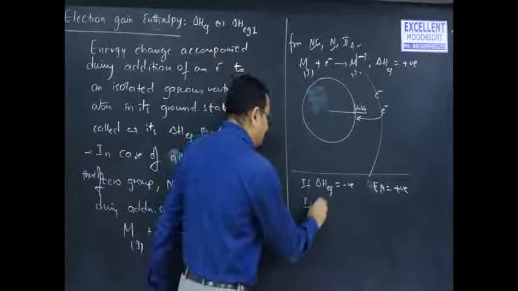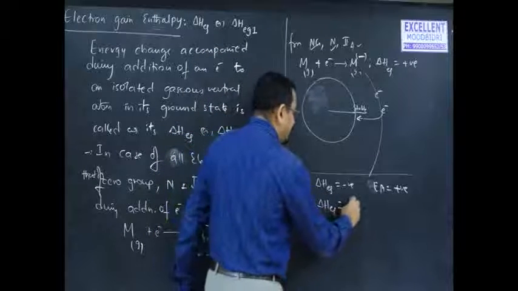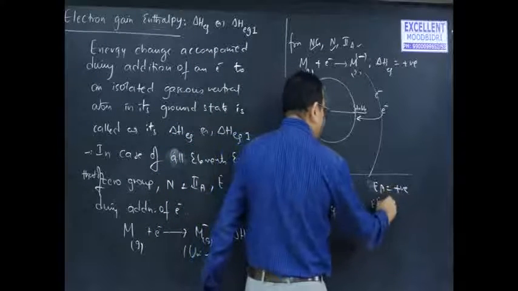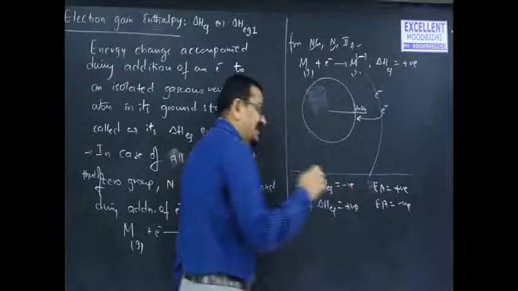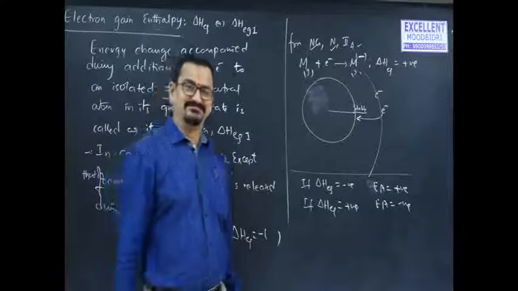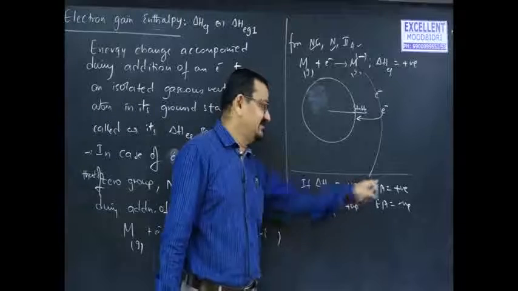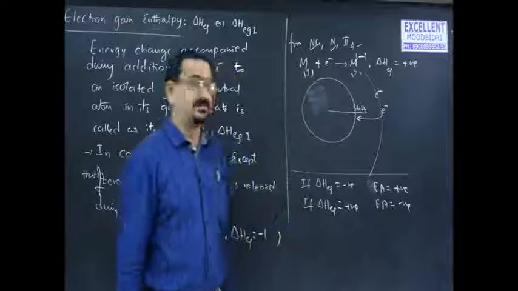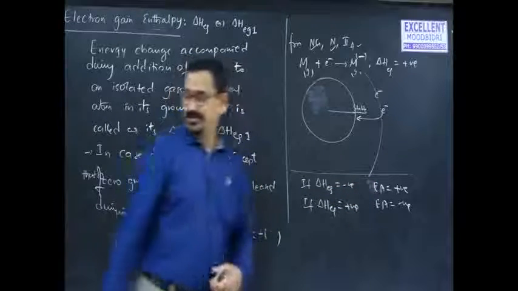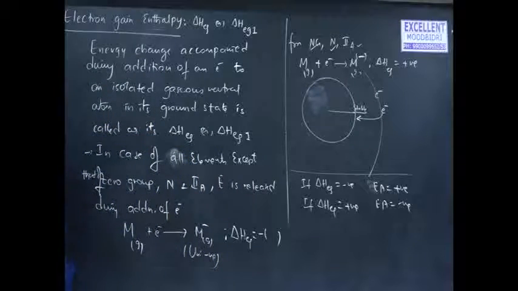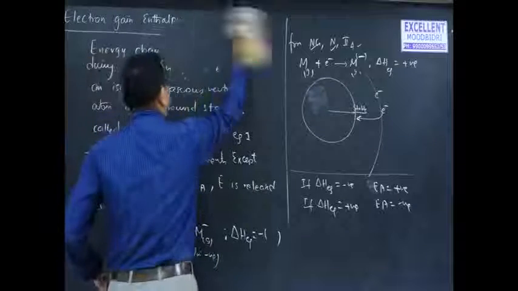Similarly, if electron gain enthalpy is positive, its electron affinity is negative, meaning it has a negative affinity for gaining an electron. In that sense, the energy value may be the same, but the sign varies. You have to notice that point. And this is all about first electron gain enthalpy.